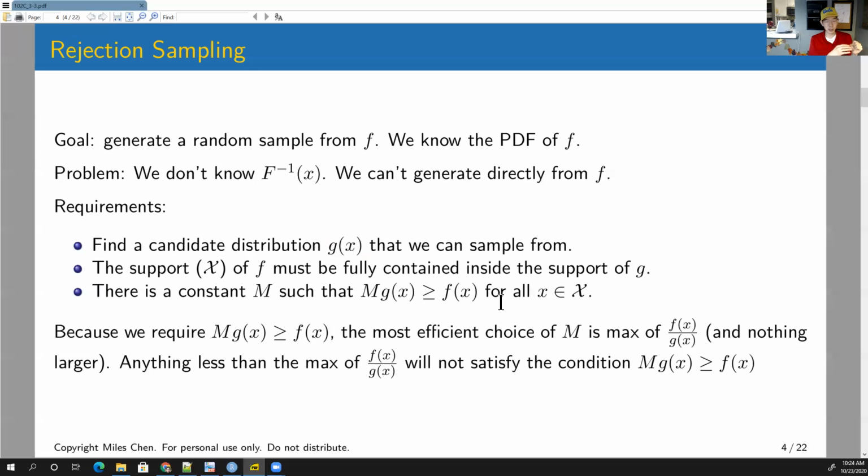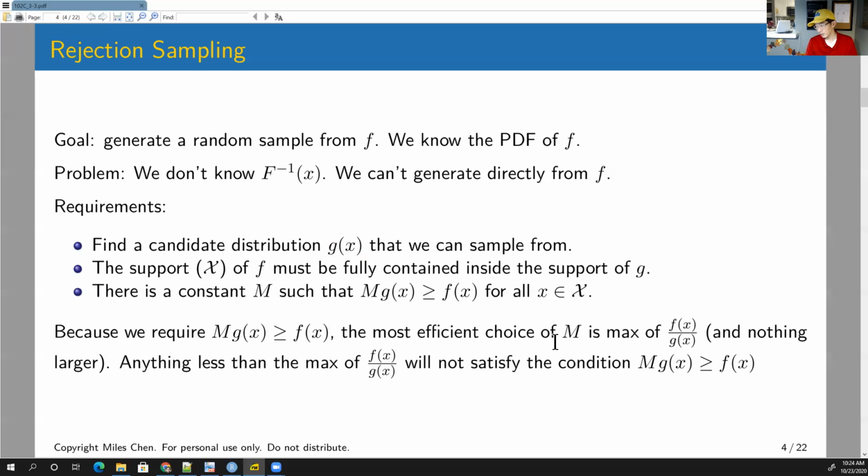So if there's a part where G of X is greater than F of X, then there has to absolutely be another part where G of X is less than F of X, if both of them have the same area. Okay, so what we need to do is find some constant M such that M times G of X is greater than or equal to F of X everywhere.